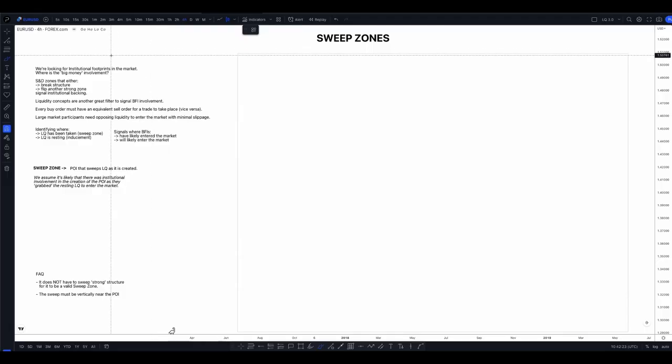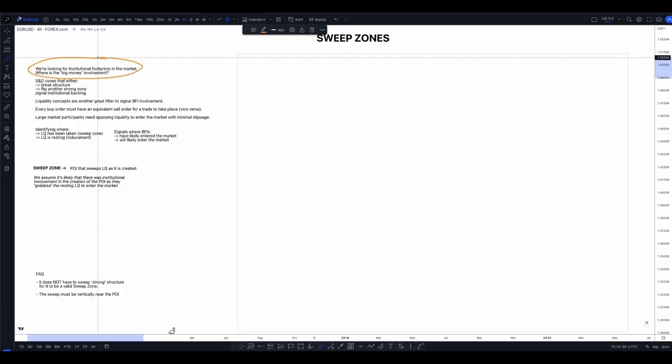And for me, the philosophy behind my trading approach is to look for institutional footprints in the market. Okay, so where was the big money involvement? It's a bit of an oversimplification when I say big money involvement, but it's just an easy way, I think, to hold on to what we're trying to do here, right? We're trying to look for where the big guys got involved. I want to be trading with them rather than against them, quote unquote.